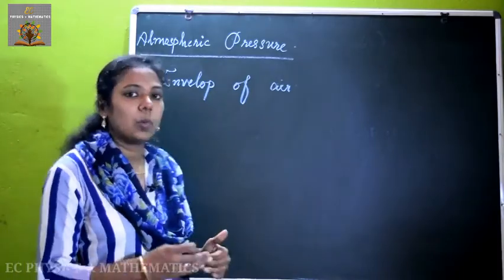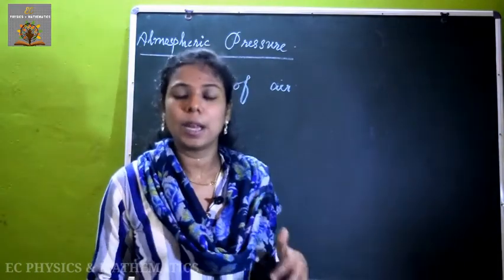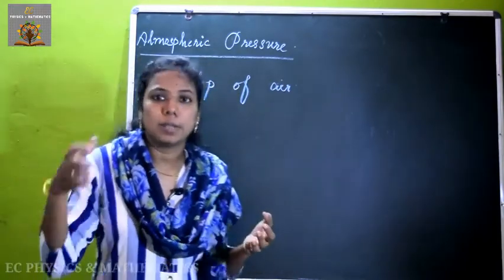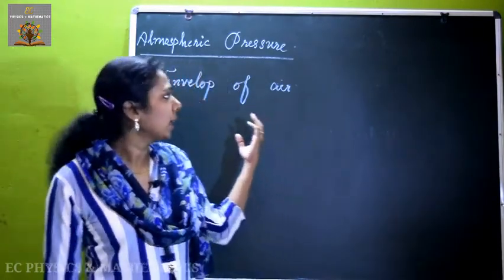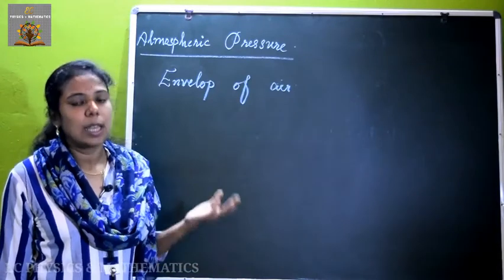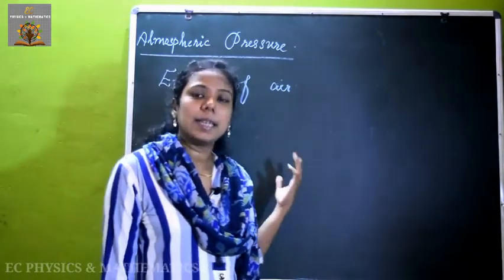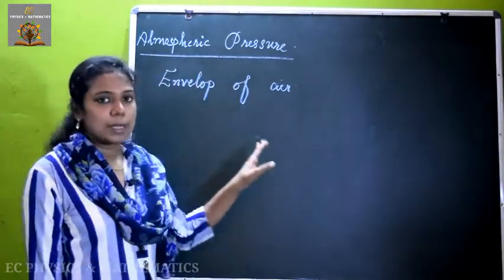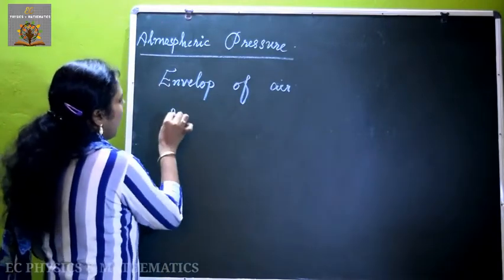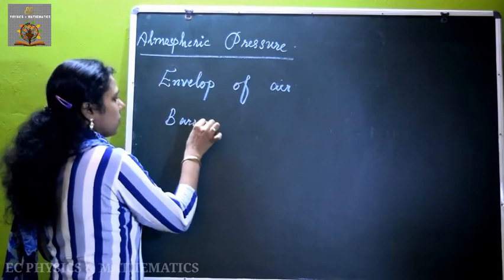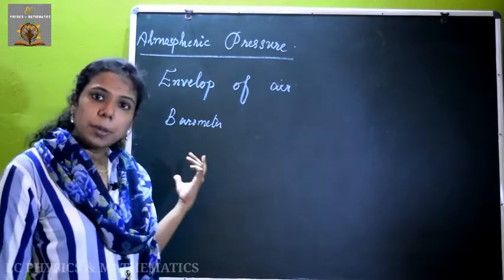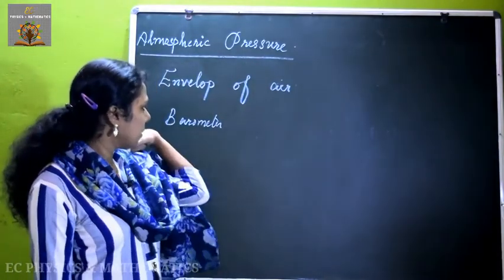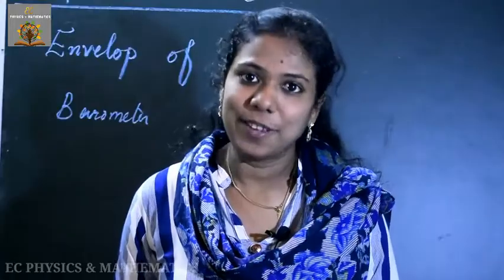In our earth there are so many layers, troposphere, stratosphere, mesosphere, all of which exert pressure on the earth. So that pressure is called the atmospheric pressure. Understood? The atmospheric pressure we can measure by using a barometer. The fluid pressure we can measure by using manometer, and atmospheric pressure by using an instrument called a barometer.